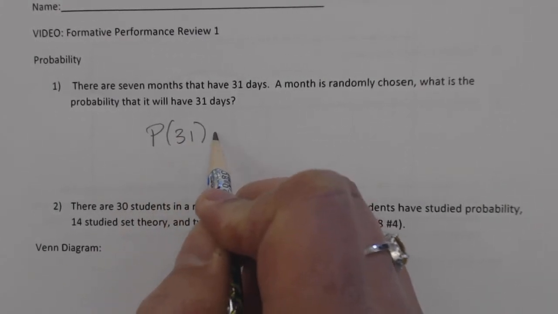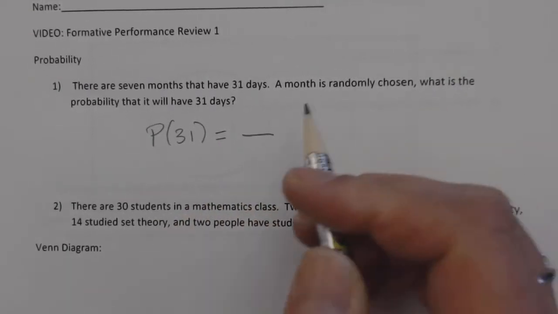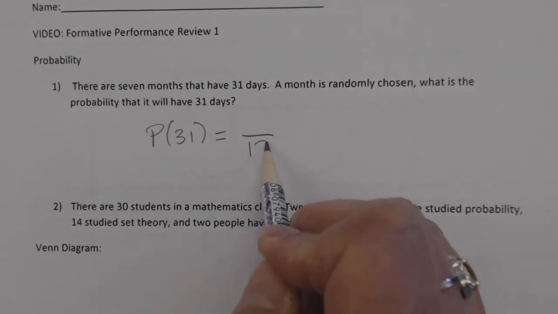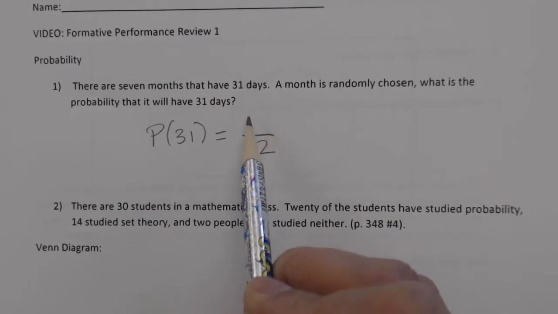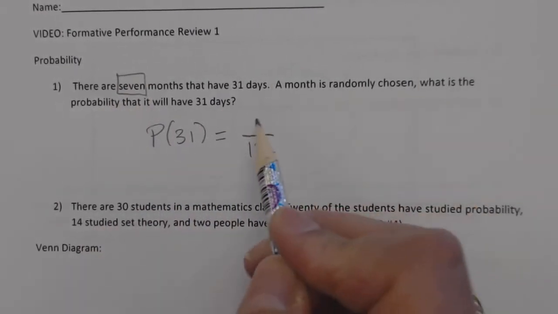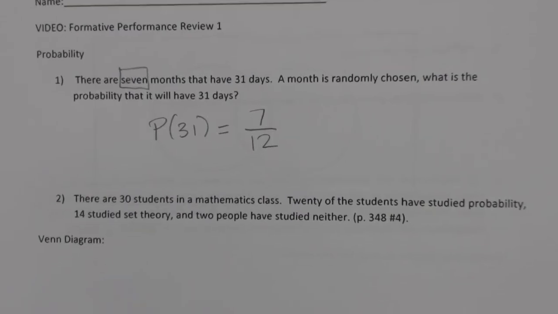So we're going to do the probability that we have 31 days equals, remember fraction bar. The bottom number are the total number of outcomes that can happen. We have 12 months in a year, so that's where 12 goes. Now, the number on top is how many outcomes we have. We know we have 7 months that have 31 days. So the 7 is going to go on top. And there's your probability, 7 out of 12. And you can leave it just like that.